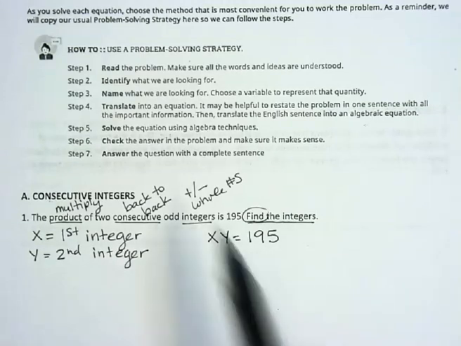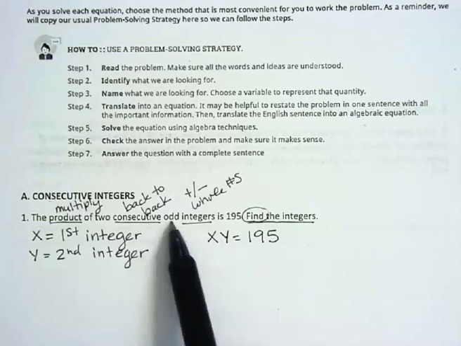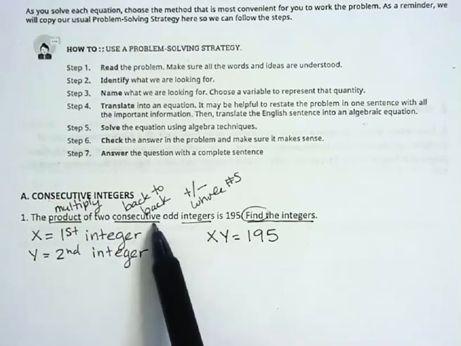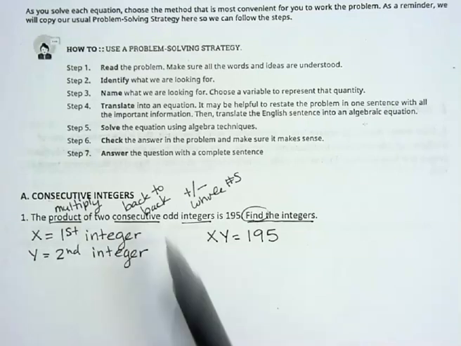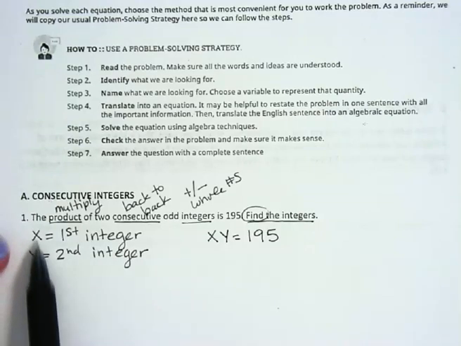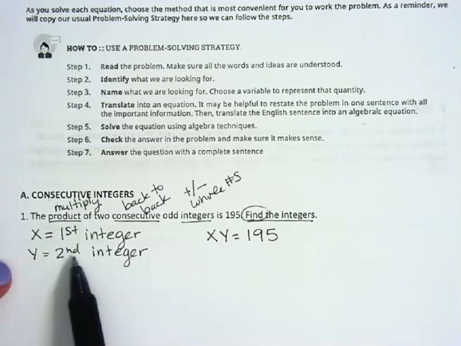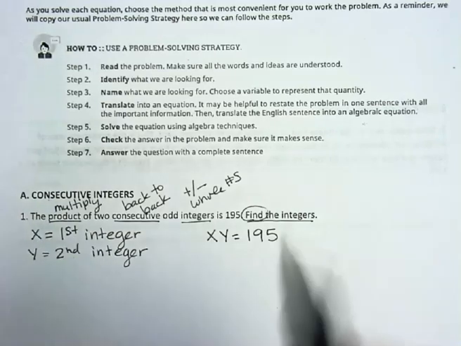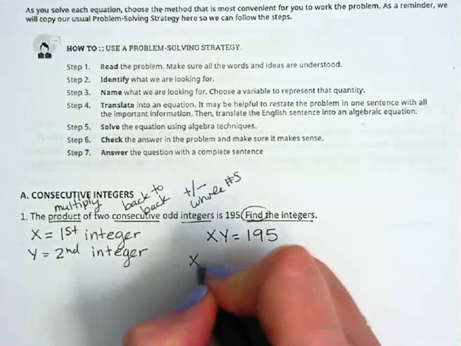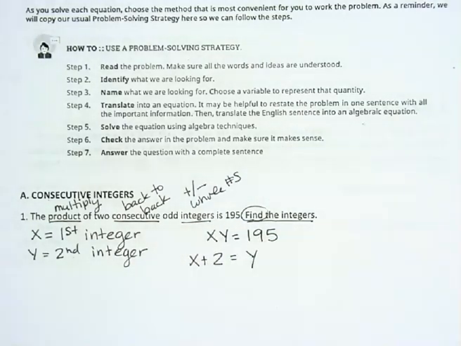And the information that's going to come from is this idea of consecutive odd integers. So consecutive means back to back. If I have odd numbers that are back to back, like let's say I have 7, 9, 11, 13, mathematically how I get from 7 to 9 is I add 2. How I get from 9 to 11 is I add 2. So if I have these two variables, x and y, x is the first one and y is the second, and they're both odd and consecutive. How do I get from x to y? I add 2 to the first one. So x plus 2 equals y.